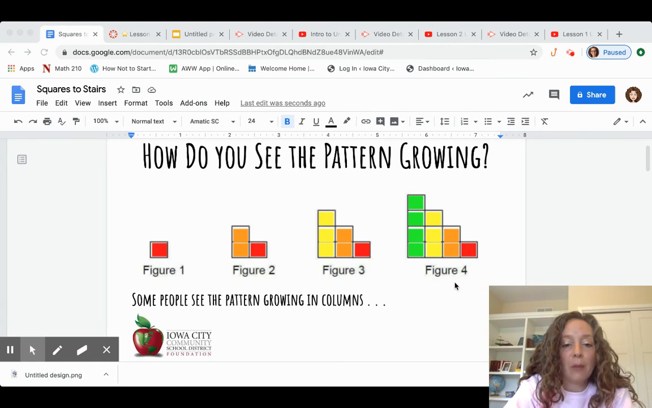But some people see the pattern growing in columns. So you can kind of see the red square is the square that's there for figure one. And that square is there for figure one, figure two, figure three, and figure four. You can see how it moves across.